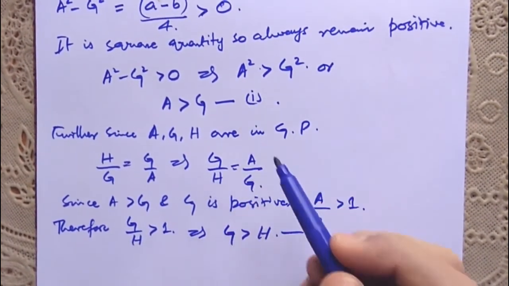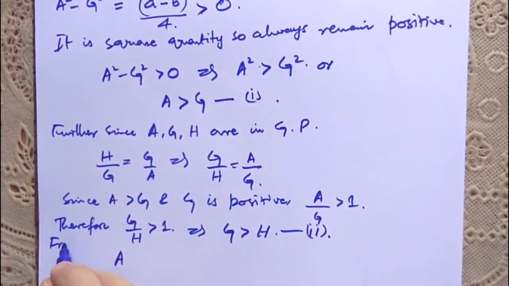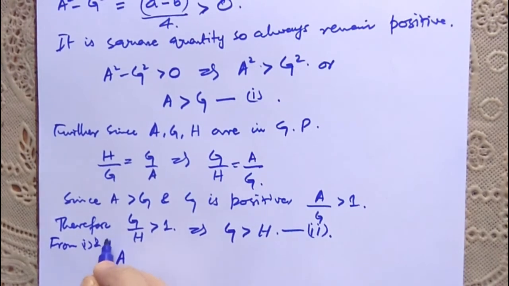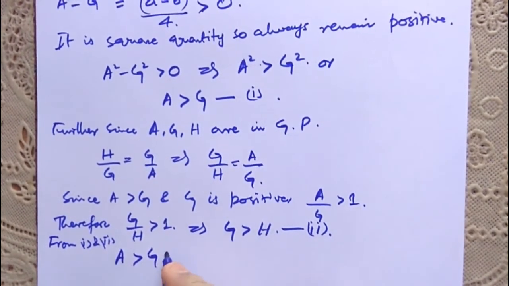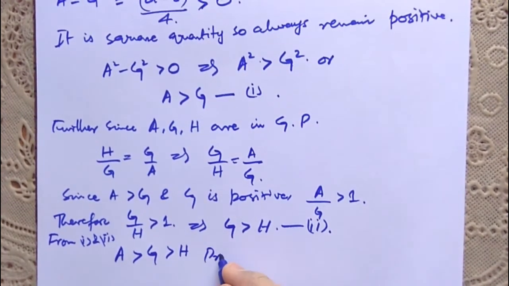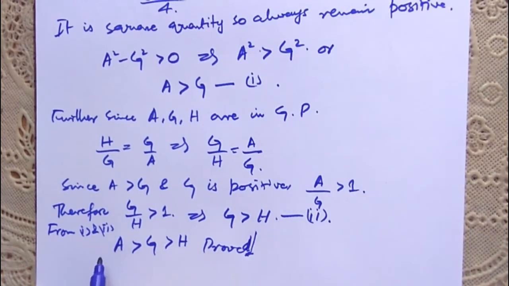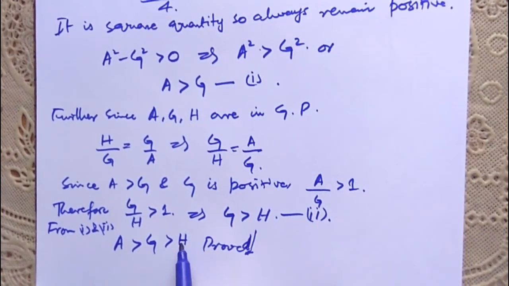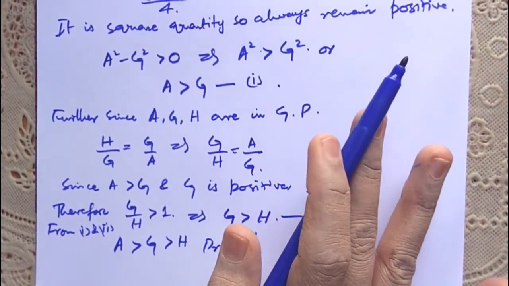So from 1 and 2, A is greater than G and G is greater than H. So proved, because we were required this inequality that A is greater than G and G is greater than H. So it was the relation among arithmetic, geometric and harmonic means. I hope you got it.